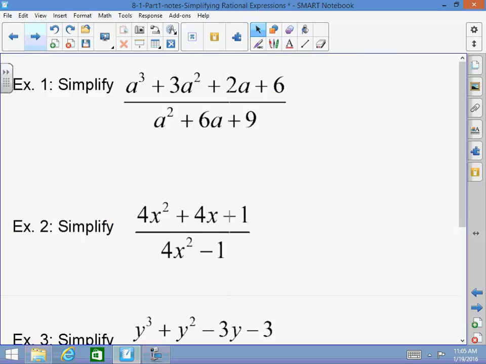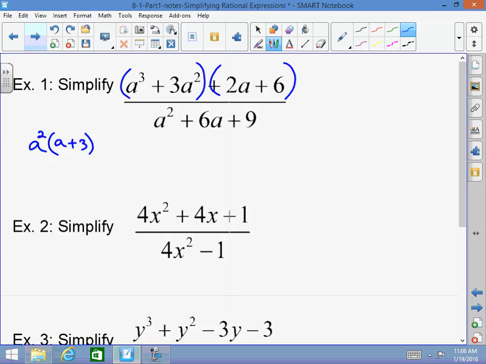And last but not least, let's just do a little practice round here, and I'll let you guys go. So here we've got 4 terms. Don't forget your factoring skills. This is grouping. So let's group this bad boy. I can factor out an a squared, so I'm left with a plus 3. From here, I can factor out a 2, so I have an a plus 3. So that I'm left with a plus 3 times a squared plus 2.